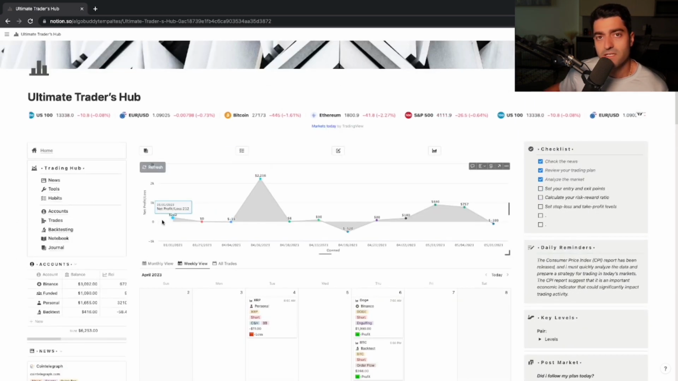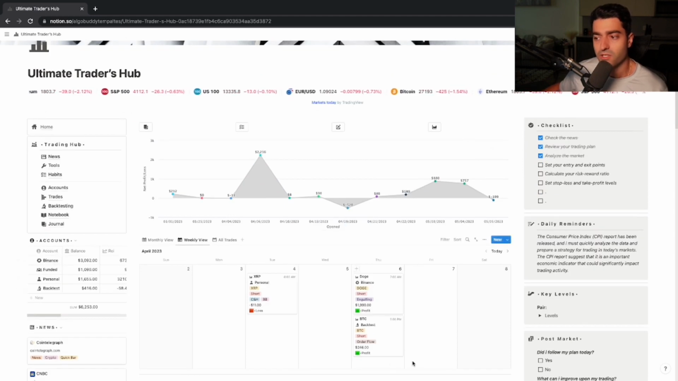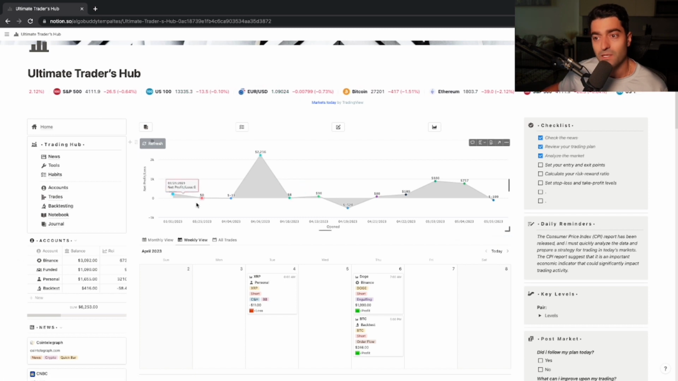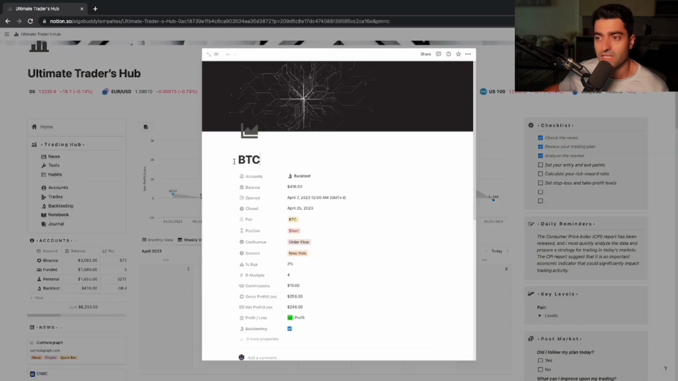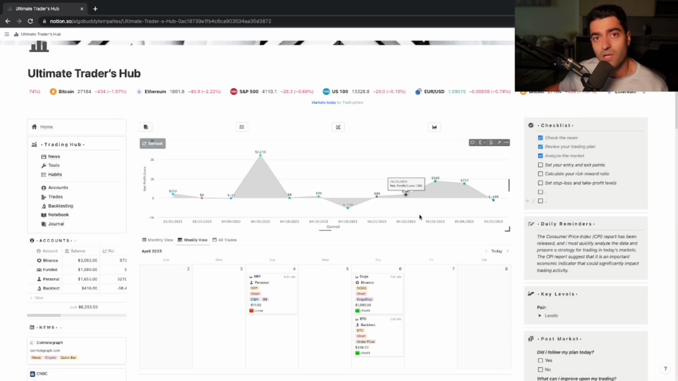Here in the center, this is our built-in trade tracker, along with the calendar that tracks every single one of your trades automatically, and then it'll plot those right here on the trade tracker. So for example, if you had taken this trade on Bitcoin, you would have put down that it was Bitcoin, a short, you had order flow confluence, it was during the New York session. This is the percent you risked, the risk reward, and then the net profit, whether it was a profit or loss. And then it'll automatically get plotted right here on the trade tracker.